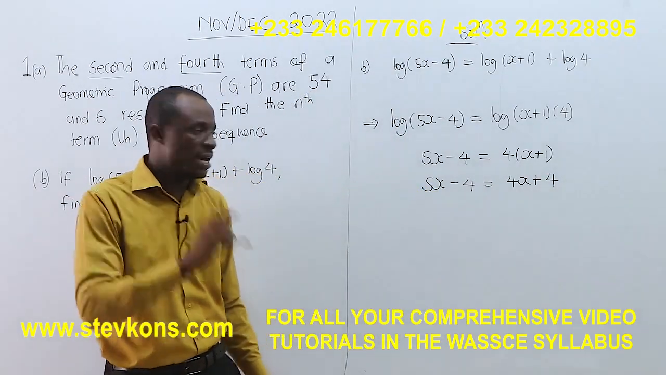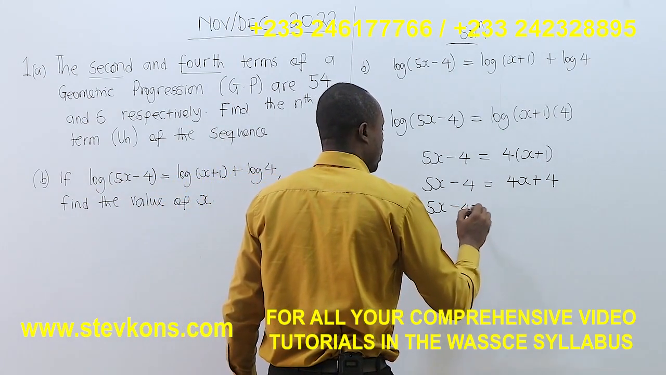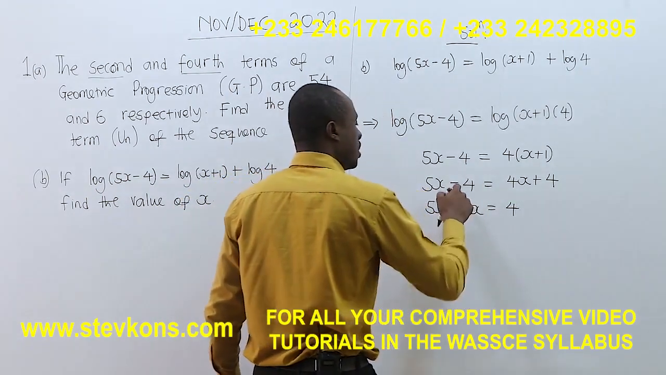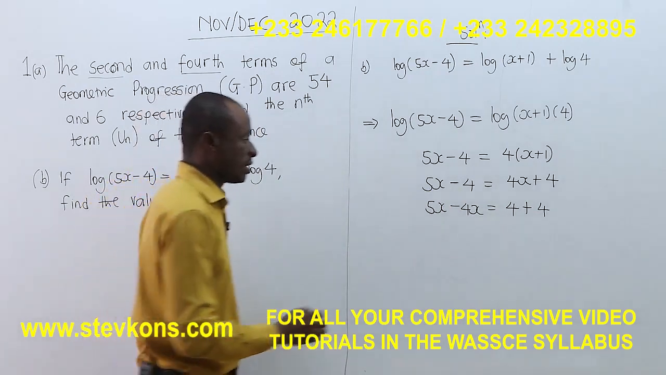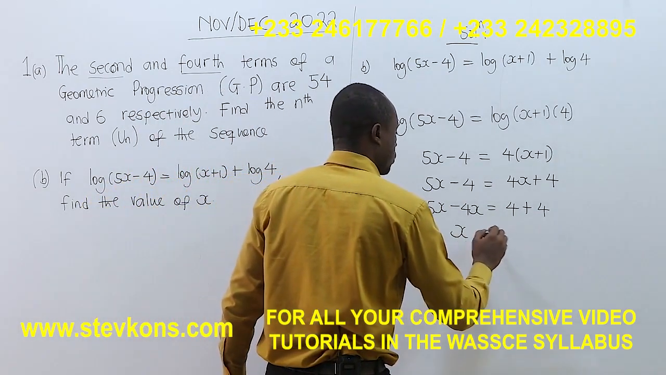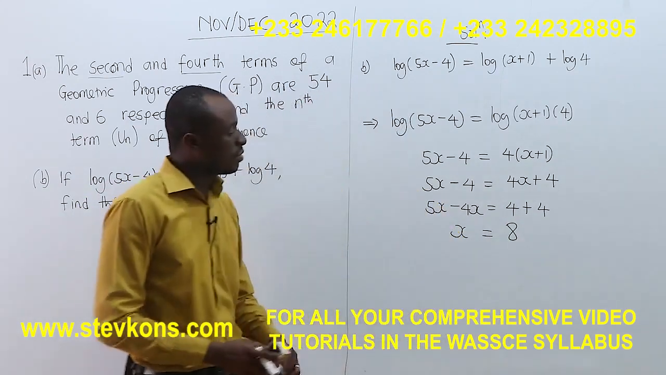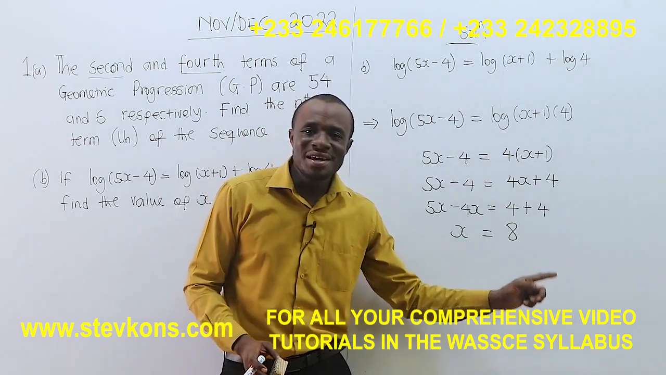Now from here, we group like terms. So we have 5x minus 4x. This is moving to this side, and this is just equal to 4, negative 4 crossing, that is positive 4. Now 5x minus 4x, clearly this is equal to x, 4 plus 4, and we have 8. So we have x equal to 8.